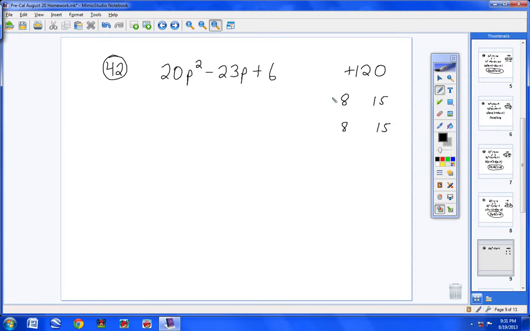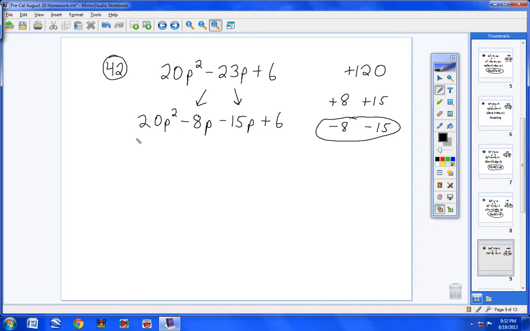Notice you want a positive 120, so a positive times a positive and a negative times a negative. And look at that. This group right here combines to negative 23, so not too bad. So where the negative 23p used to be, we're now going to write negative 8p and negative 15p. All right? And then bring down your positive 6 and bring down your 20p squared. Now look at your first two terms. What's the largest number that goes into 20 and 8? Well, 4 does. And I have 2 p's here and 1 p here, so I can factor out 1 p.